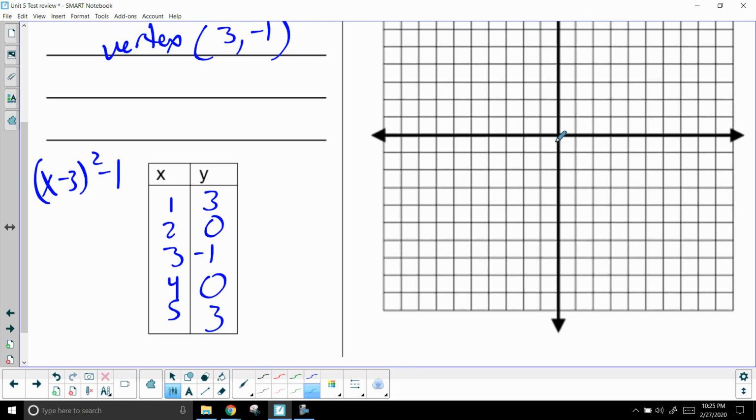3. 1, 2, 3. Down 1. That's the vertex. So 3, negative 1. 2, 0. And right there. I don't know why I did that.